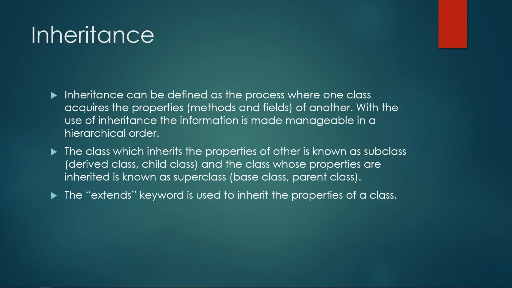Inheritance. Inheritance can be defined as a process where one class acquires the properties, methods and fields of another. With the use of inheritance, the information is made manageable in hierarchical order. The class which inherits the properties of another is known as a subclass, or the derived class, or the child class, and the class whose properties are inherited is known as the superclass, also known as the base class or the parent class. Here we need the extends keyword to inherit the properties of a class.